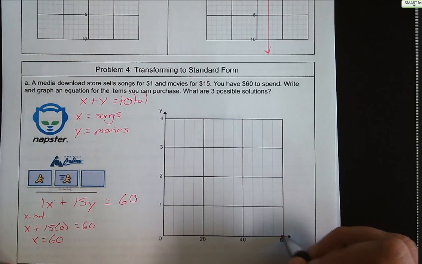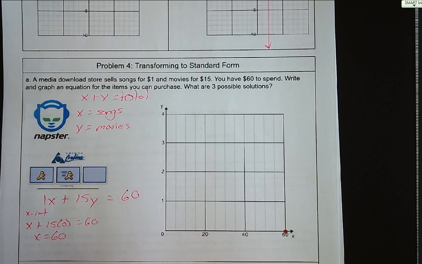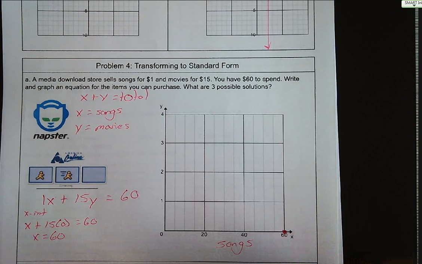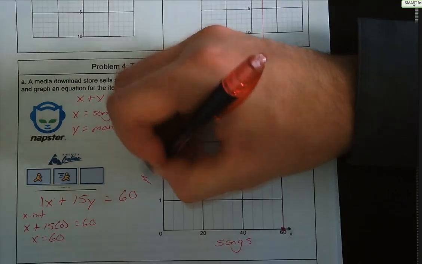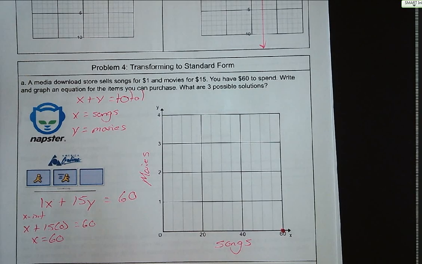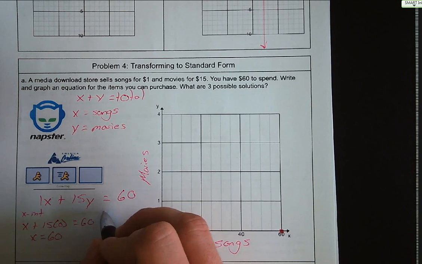Now, Mr. Wolf just put the point at 60, 0. But what does a good graph need? What did I not give you already? We need to make sure we label our graphs. So for our x-axis, we're going to put songs, and our y-axis is going to be movies. Make sure you always, always, always label your graph. And I gave you the scale on this one. So we know our x-intercept: if we only bought songs, we can buy 60 songs.